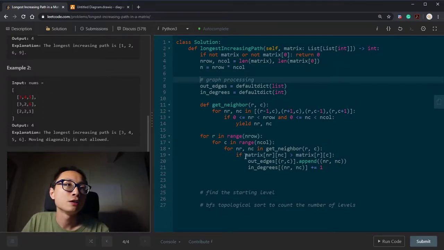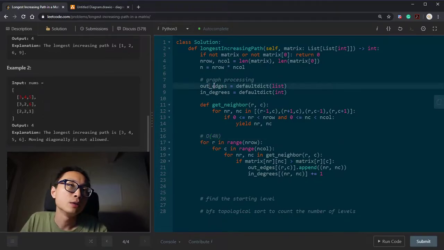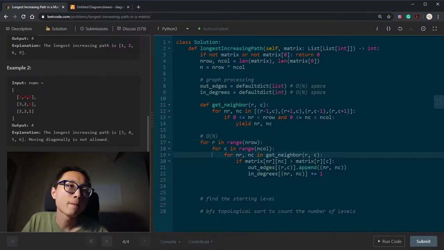We can obviously see that we look at all the possible positions, and for every position we look at the 4 directional neighbors. So it's going to be order of 4n, and for the space, the out edge is going to be potentially 4n, the in degrees is going to be n. So if we drop the constant, they both are going to be O(n) in terms of the space, and the time here is O(n) if we drop the constant. So that's the graph processing.